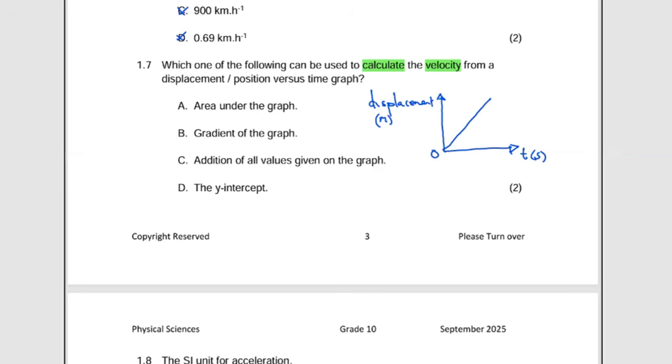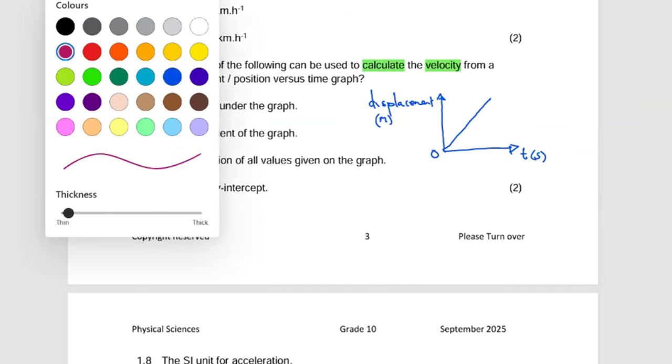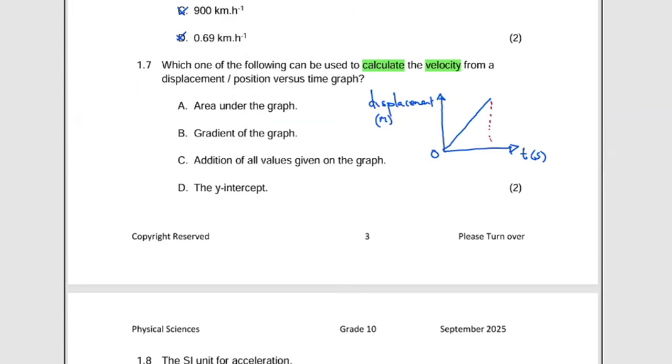So according to this, if I change here, I'm going to say there, like that dotted line, and again a dotted line here. So here is the same as the gradient. So this is the change in x, which is your displacement, all over change in time. Therefore, remember the equation for velocity. How to calculate your velocity? Velocity is change in displacement over change in time. So according to that, we are using the gradient.